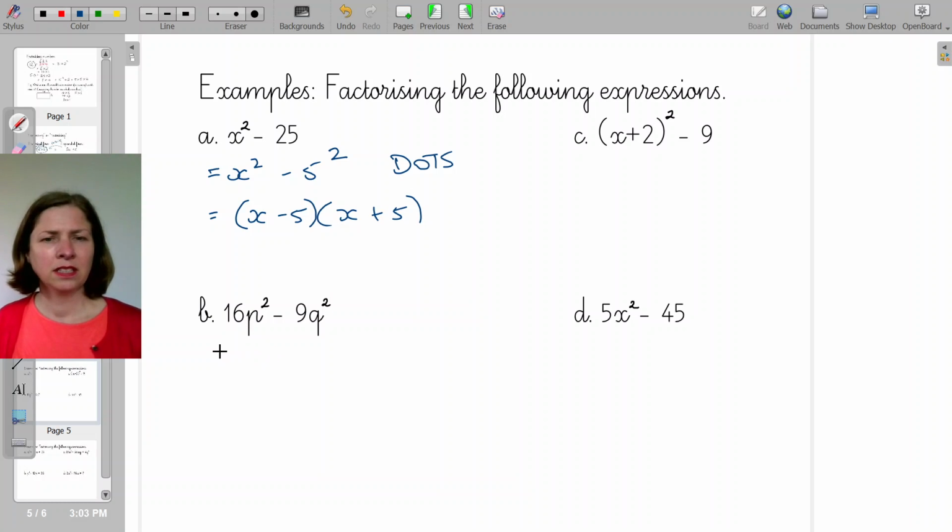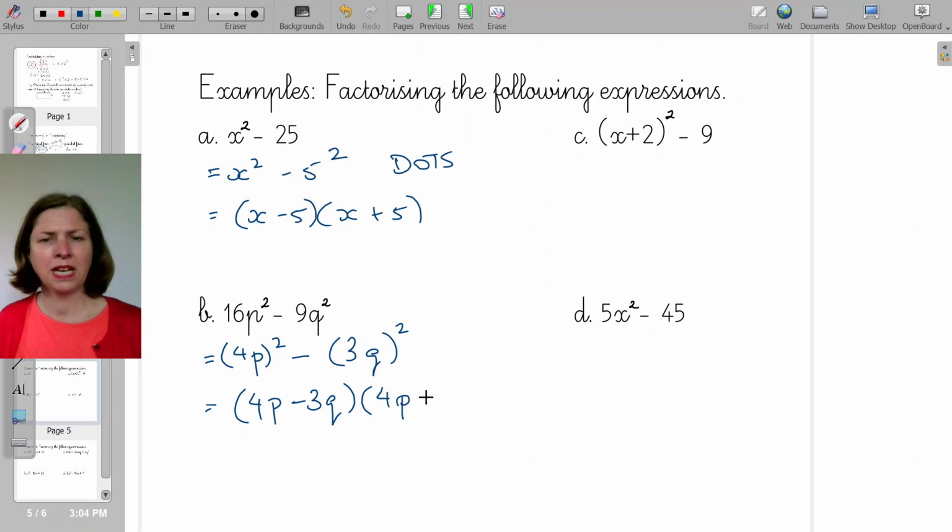In this one, I've also got a difference of two squares. There's my subtraction, and I've got to remember that this is 4p squared minus 3q squared. So this is a complicating factor here. I haven't seen these yet, where I've got to think about not just the p squared, but this 16 is also something squared, and this 9 is something squared. So this is 4p minus 3q multiplied by 4p plus 3q.